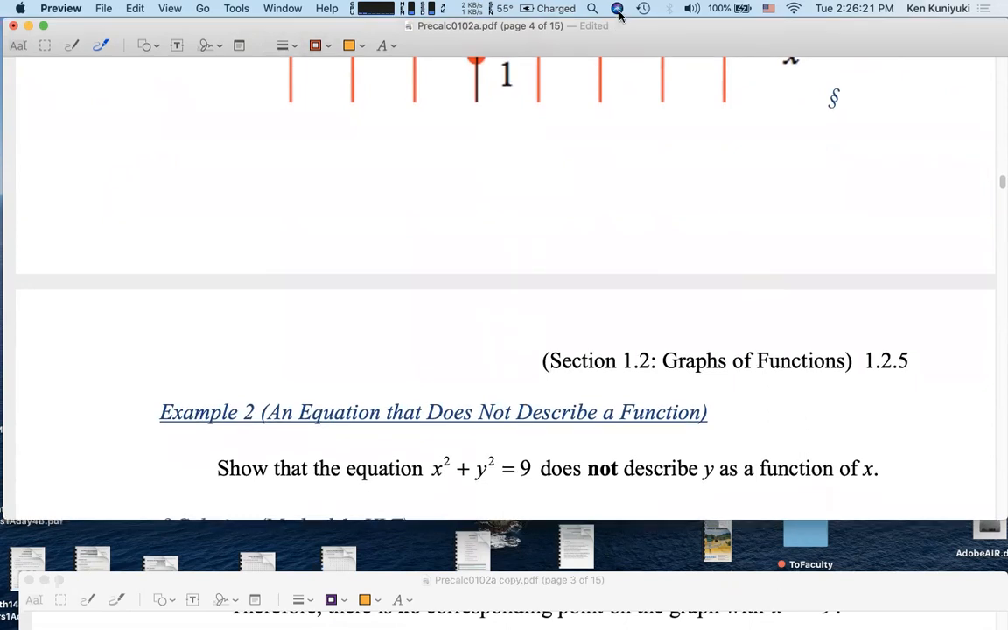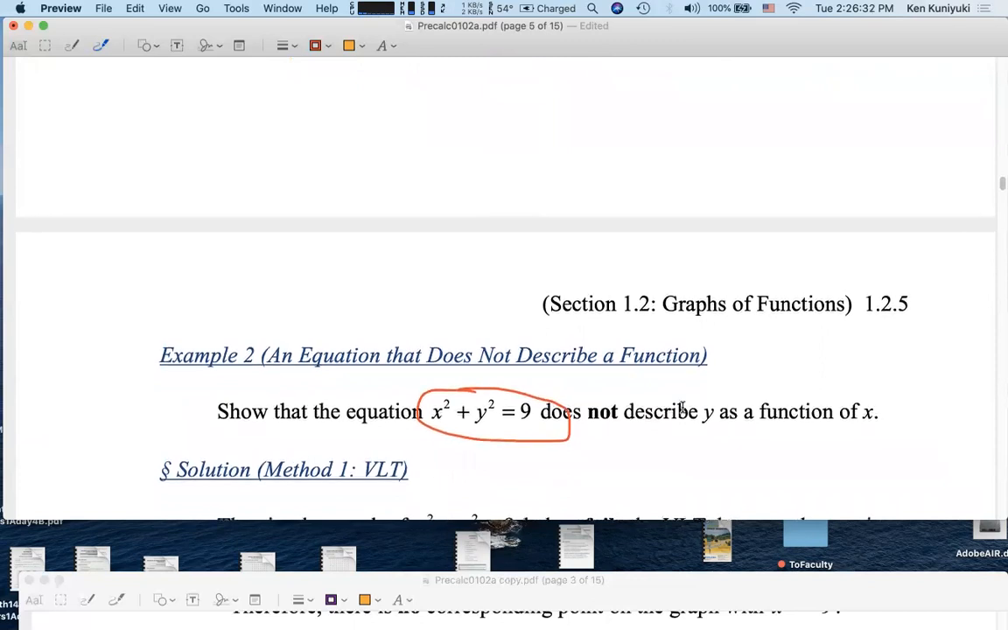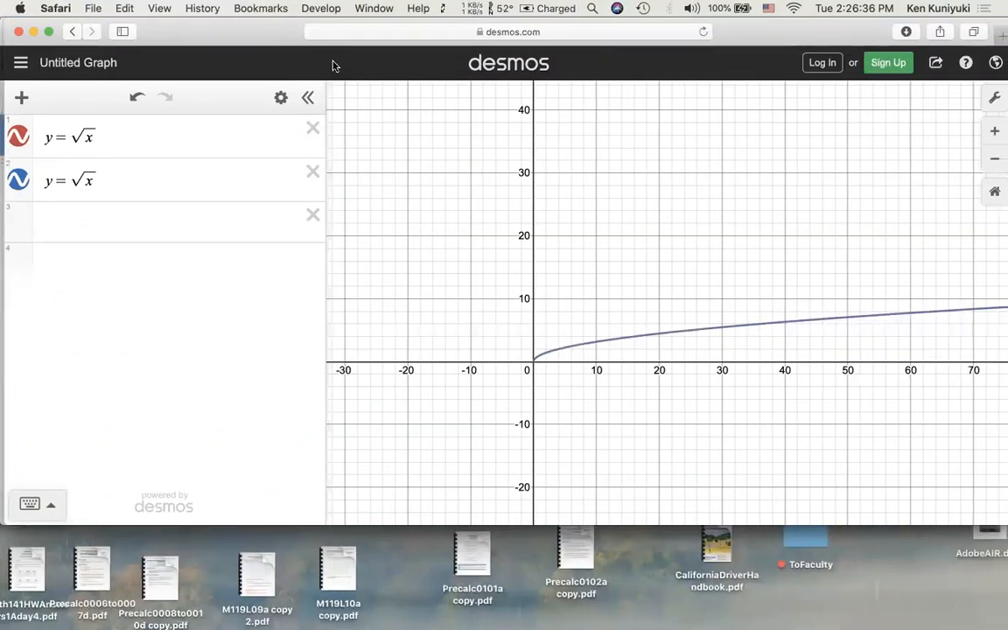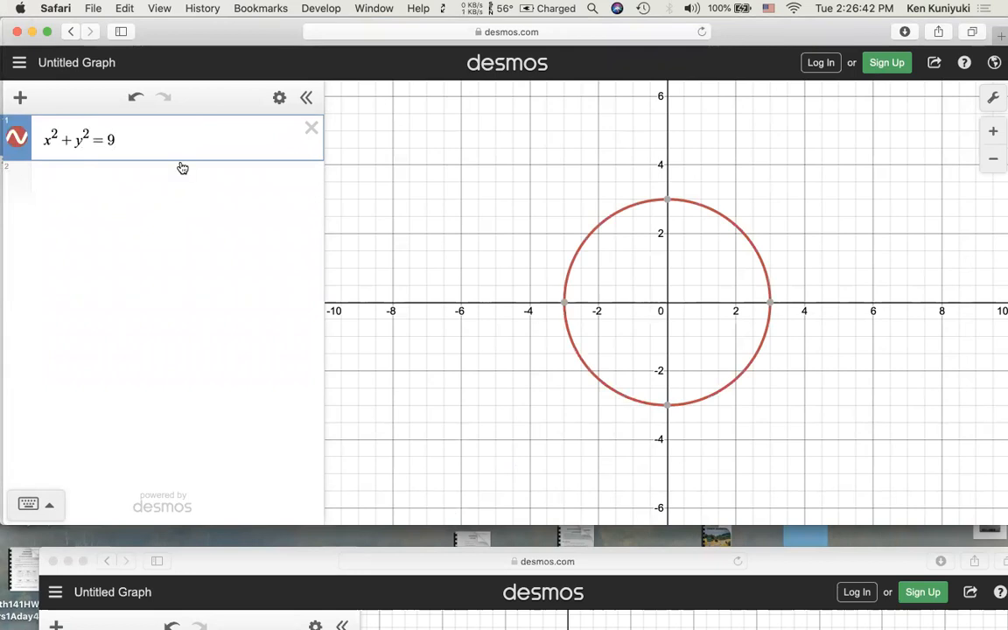Now, here we have an equation that does not represent y as a function of x. X squared plus y squared equals 9. And try to remember, what was the graph of x squared plus y squared equals 9? Remember that? It's a circle of radius 3, not 9, radius 3, centered at the origin.